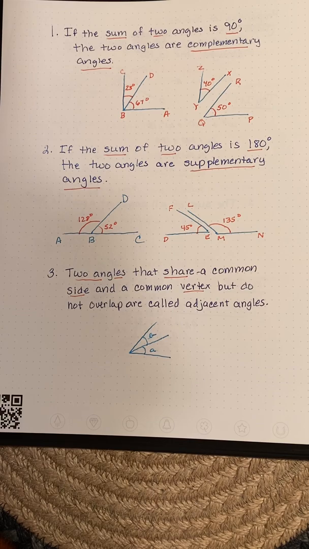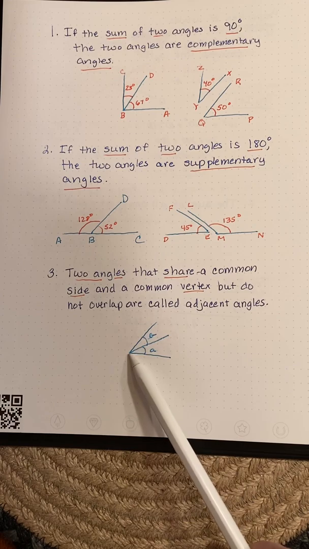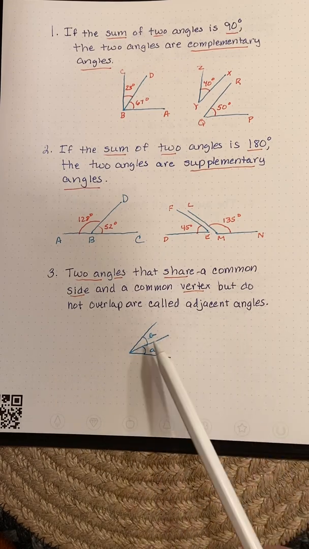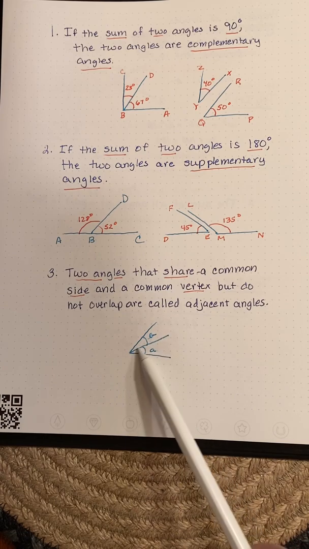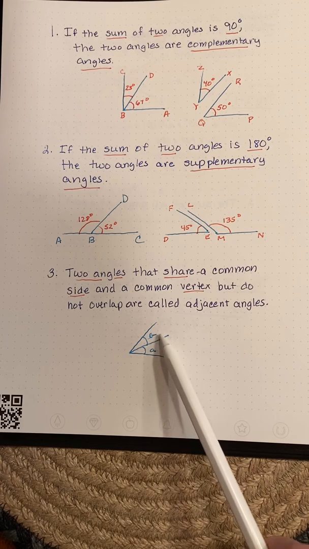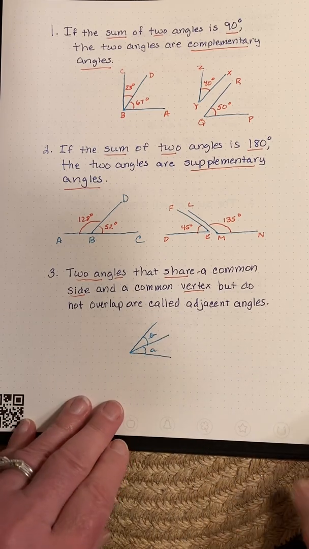Number 3, two angles that share a common side and a common vertex, but do not overlap, are called adjacent angles. So that only happens if they share the common side. We would call those adjacent angles because they're special. They're within one larger angle.